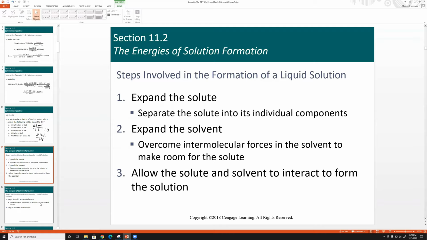And then the negatively charged ions of the solute will be attacked by the positively charged hydrogen. So that's what I mean by expanding the solute. So we're going to rip it apart. Then we're going to expand the solvent, meaning overcoming the intermolecular forces that are in the solvent.